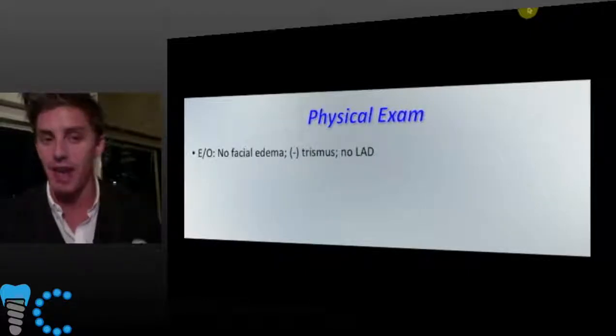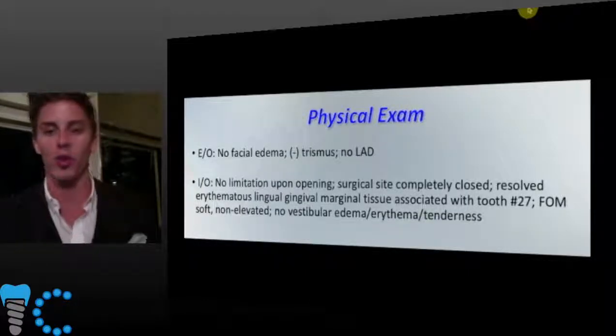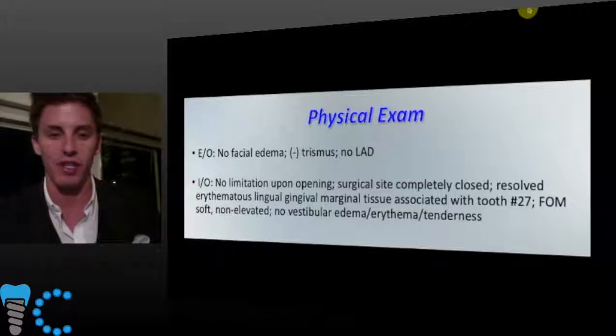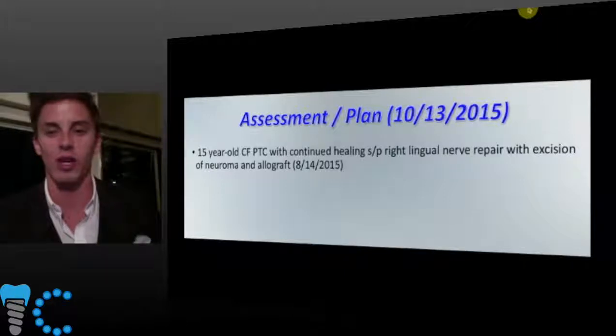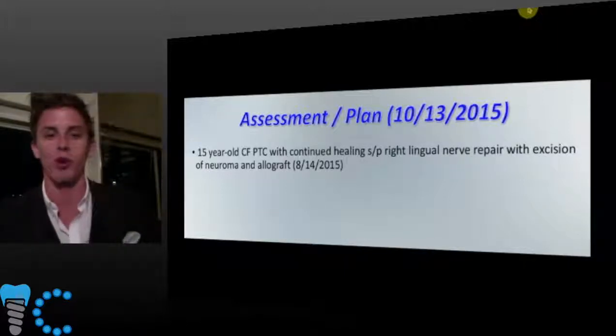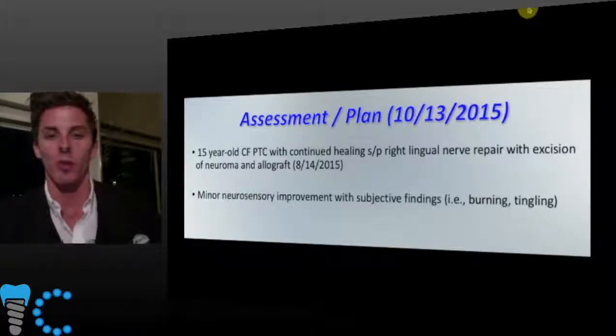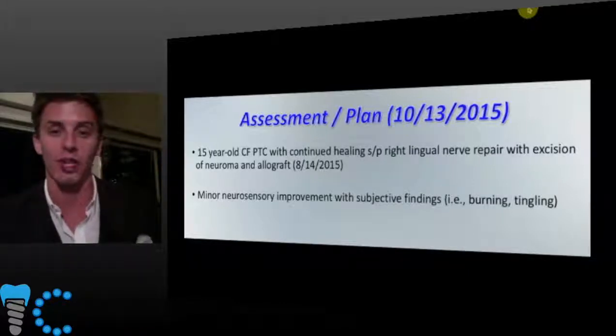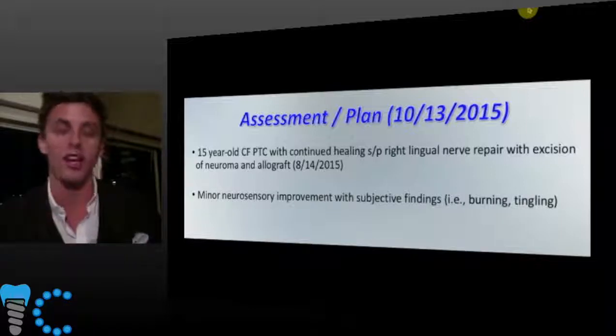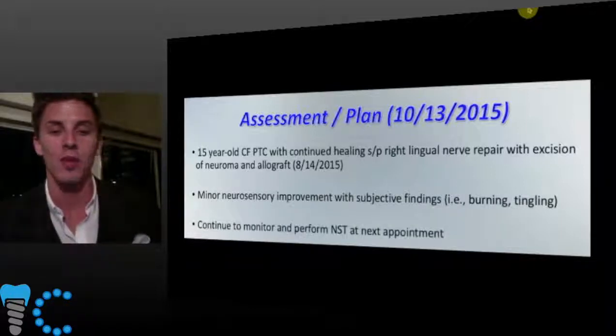Physical exam, benign extraorally. Intraorally, the erythematous tissue has been resolved. No signs or symptoms of infection. And then assessment and plan. So status post right lingual nerve repair with excision of neuroma and allograft. We do have minor neurosensory improvement with subjective findings of burning and tingling, which is a good sign. And then what we'll do is we'll continue to monitor and perform neurosensory testing at the next appointment.